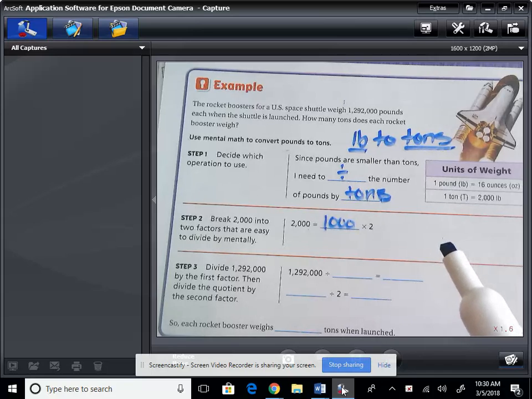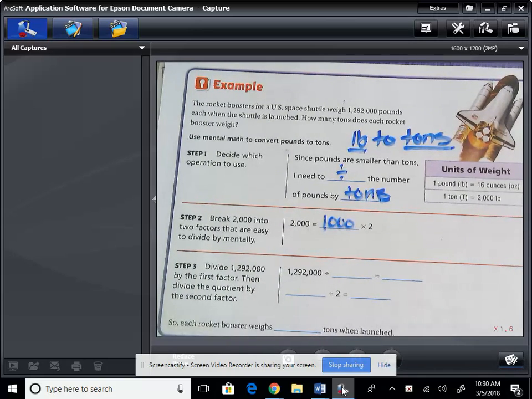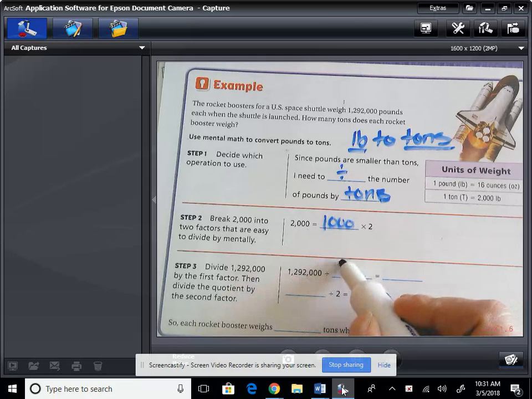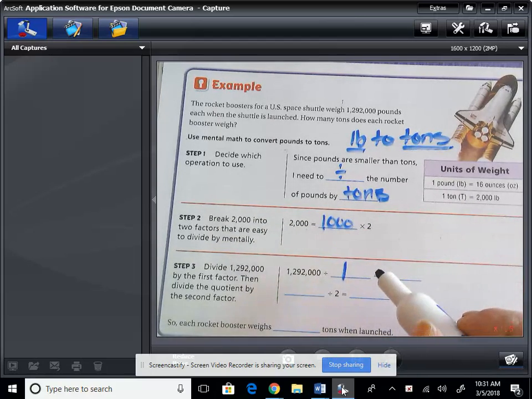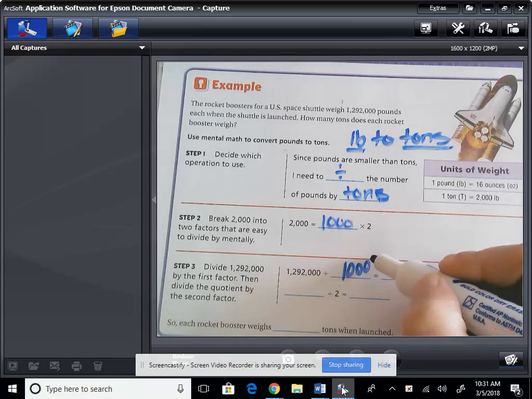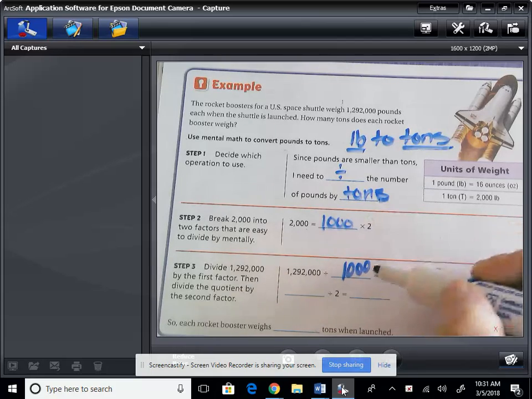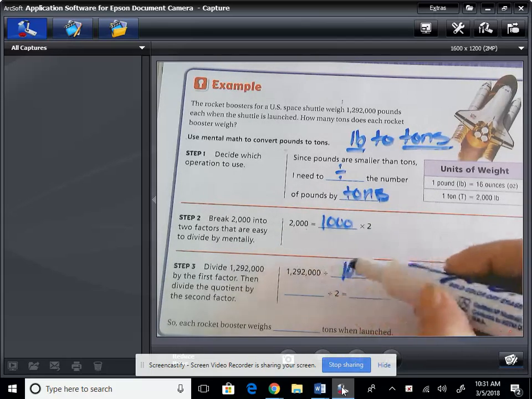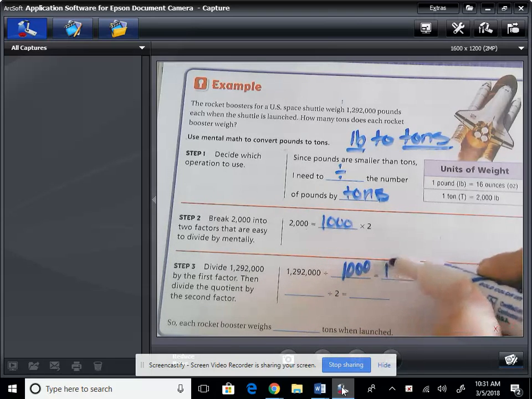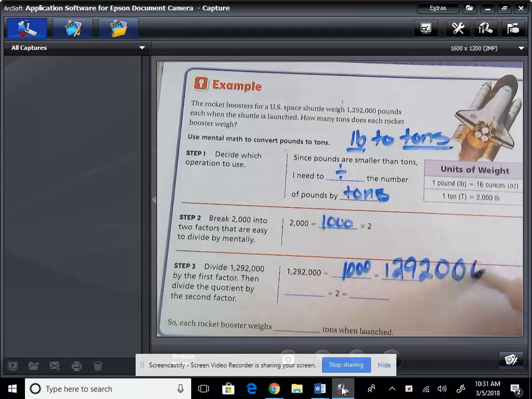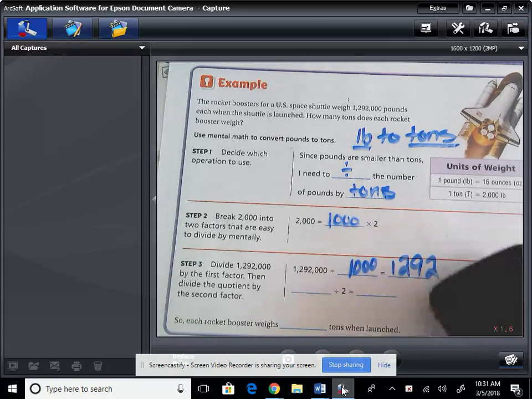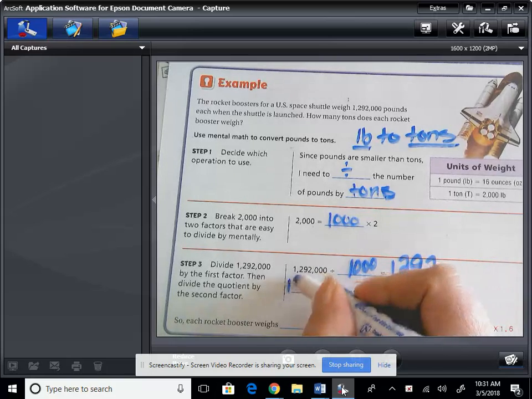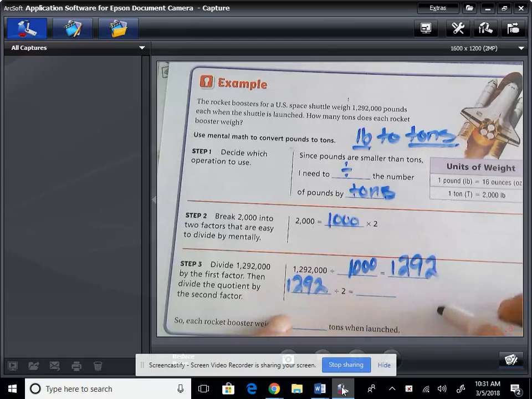All right. Divide by the first factor, then divide the quotient by the second factor. So whenever we divide by 1,000, that means base 10, to make it easier. So we're going to just write these numbers, and there are 3 places, so I'm going back 3 places. Now we have this divided by 2, which makes it a smaller number.